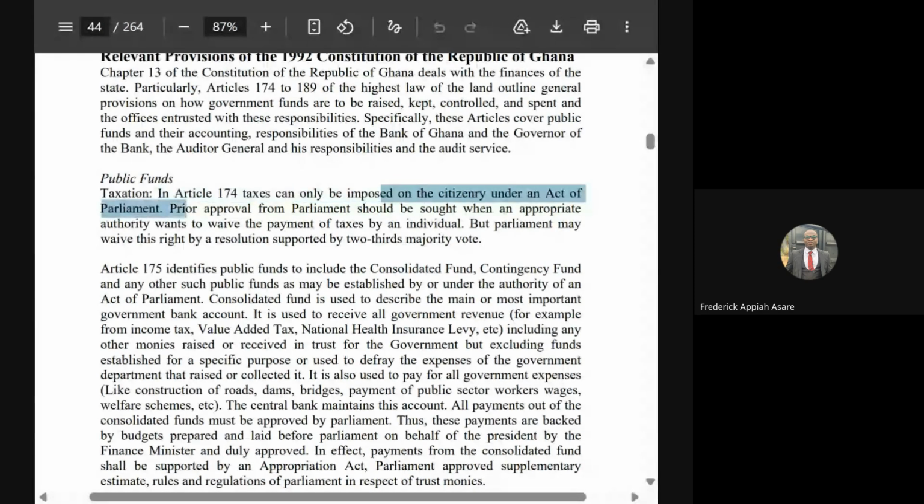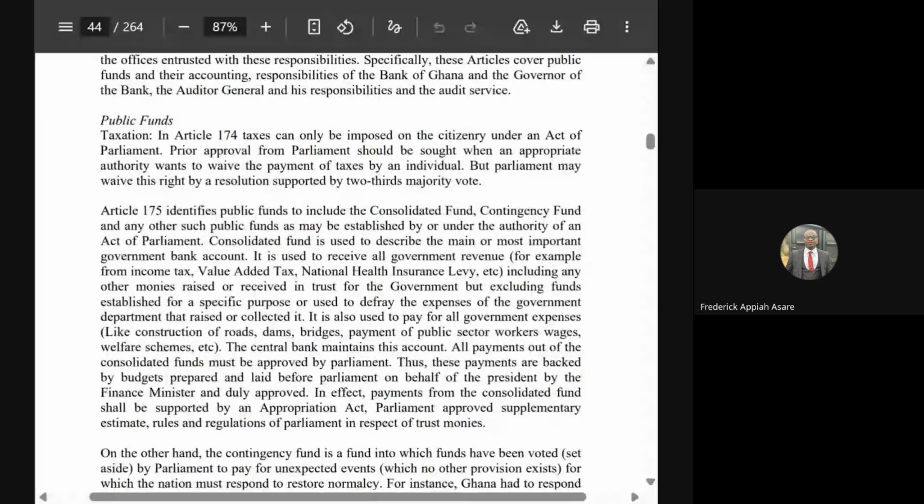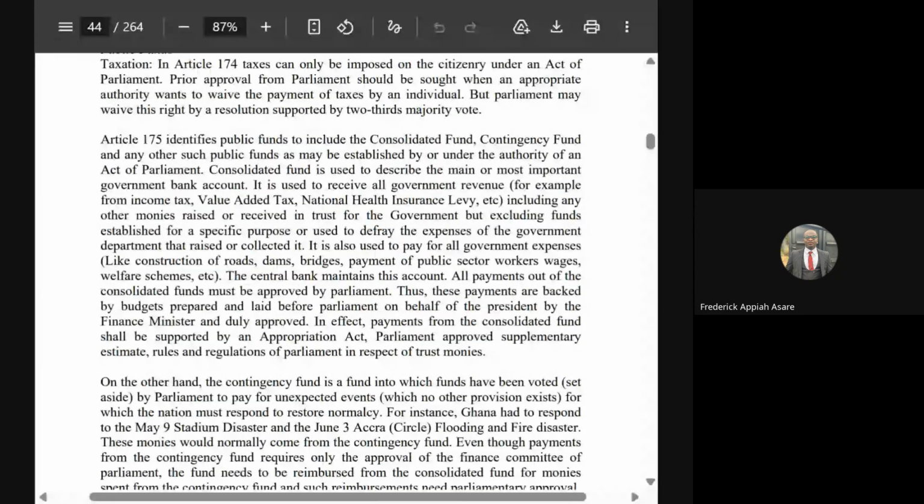And after approval from the Parliament, they sought the appropriate authority in order to waive some of the payment of the taxes. But Parliament may waive this right by resolution supported by 2/3 majority. So when they present the taxes, they can also present those people that they think are supposed to be waived, those who don't need to pay the tax.